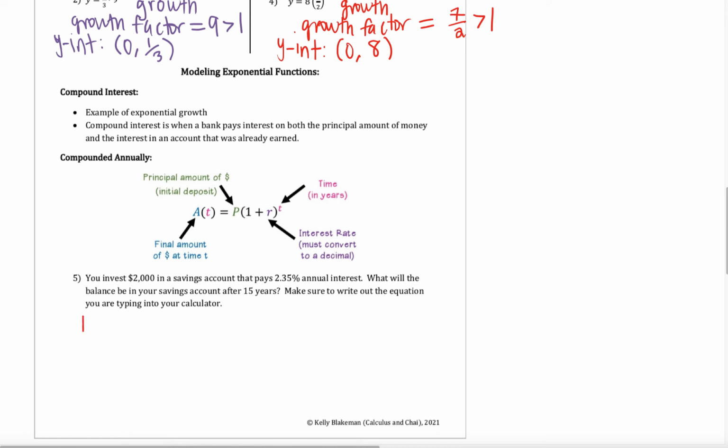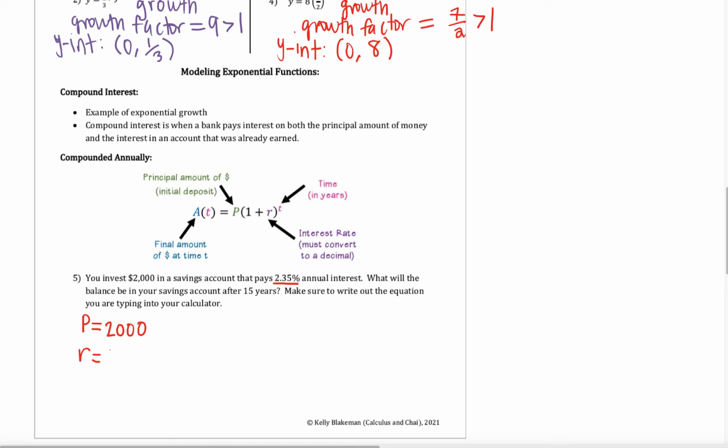In this case, our principal amount of money that we're interested in investing is the $2,000. We have an interest rate of 2.35%. Now we need to convert this to a decimal. We were technically taking the percentage and dividing it by 100, which is equivalent to moving the decimal 2 places to the left.